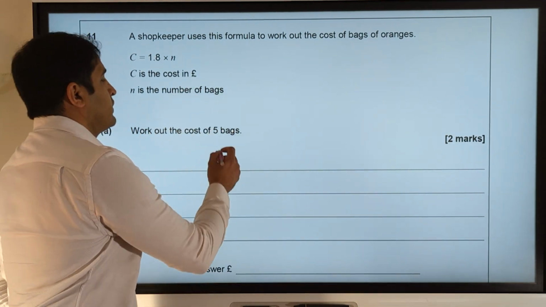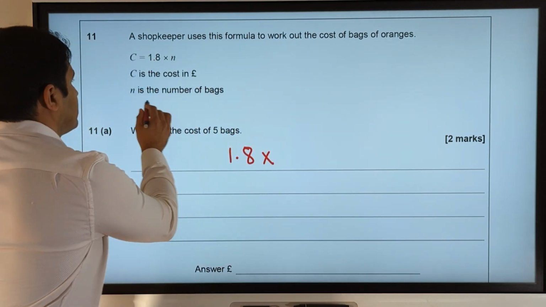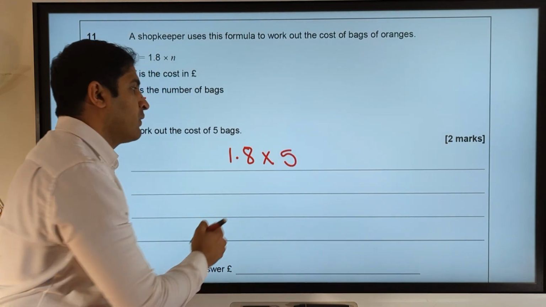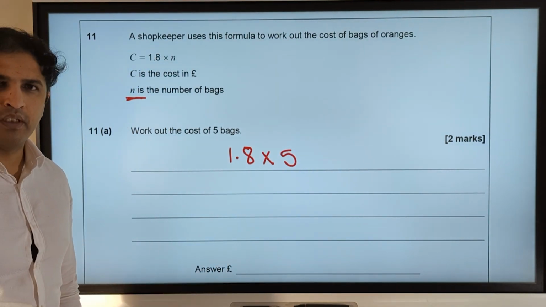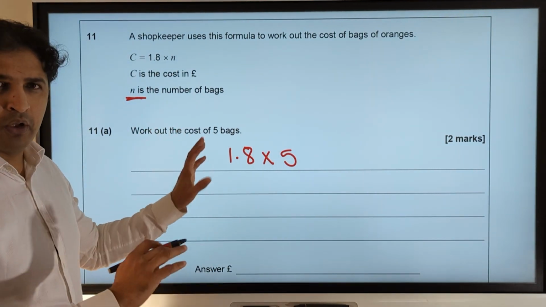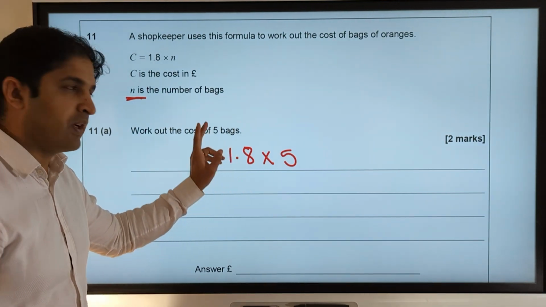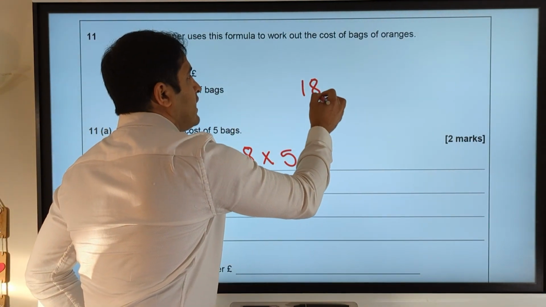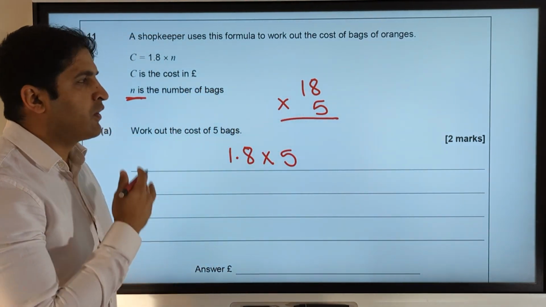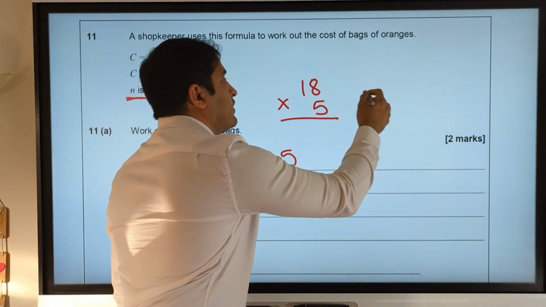So all you have to do is say, okay, 1.8 and replace that N, the number of bags, with 5. So we're doing 1.8 times 5. You can use the bus-stop method or any other method, but remember you can multiply decimals without the decimal first. So we need to find out what 18 times 5 is. I prefer that you use a grid method rather than the column method. In this case you can, but let's just use a grid method.